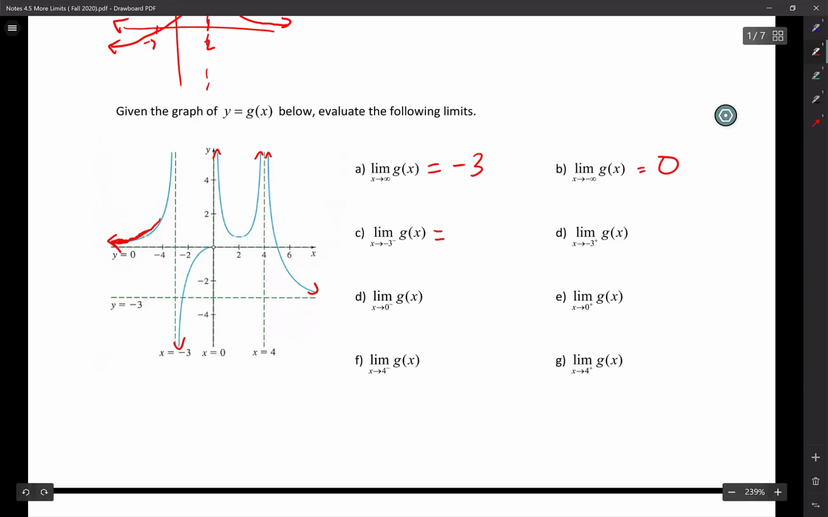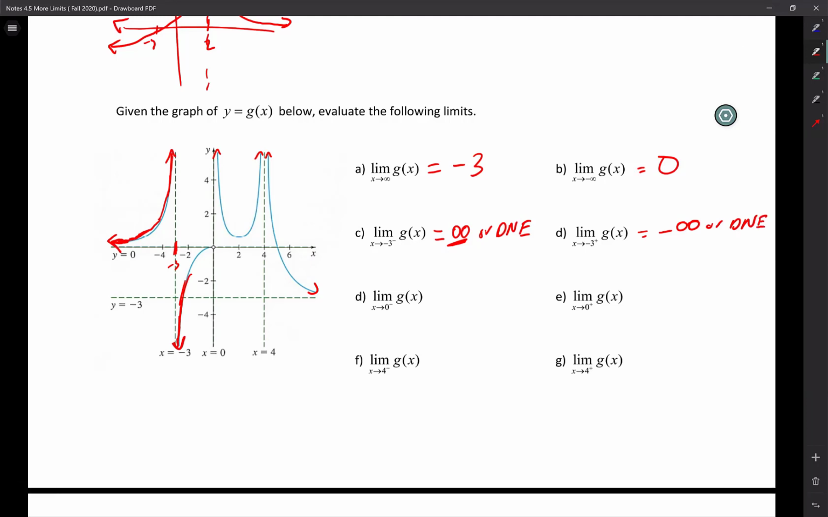Letter C, I'm approaching -3 from the left-hand side. So the x value of -3, here's -3. So the x value of -3 from the left, it's approaching positive infinity. You can also say it does not exist. They're both valid answers. Well, the better answer is infinity, by the way, because it's a behavior. Letter D, limit as x approaches -3 from the right-hand side. So here's -3 again, and I'm going from the right-hand side, and that one looks like -infinity, or does not exist.